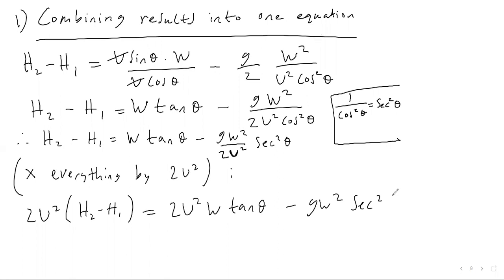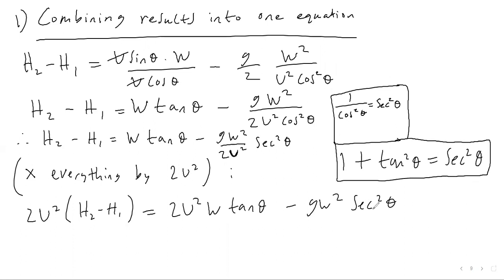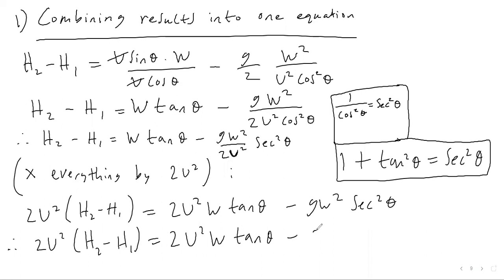Now, remember one of our trig identities. Let me put a box around this here. So remember our trig identities from pure maths. So remember 1 plus tan squared theta is equal to sec squared theta. So remember that identity there. So what I'm going to do now, instead of writing a sec squared theta, is write 1 plus tan squared theta. So therefore, we get 2u squared times by h2 take away h1 is equal to 2u squared w tan theta take away g w squared times by 1 plus tan squared theta.